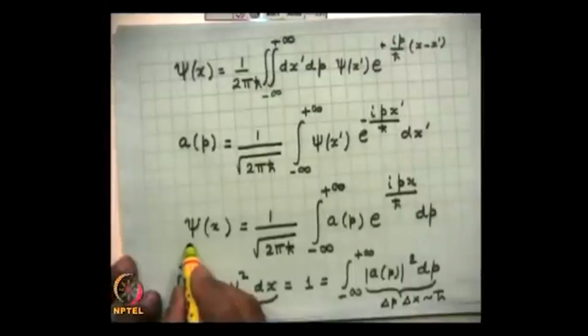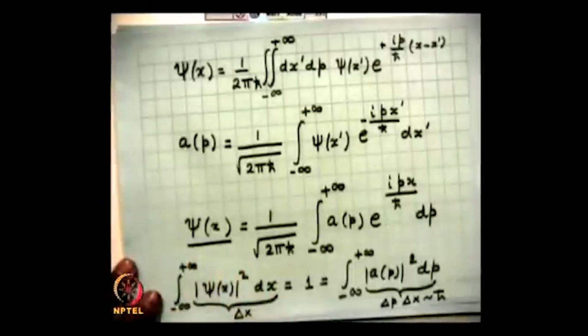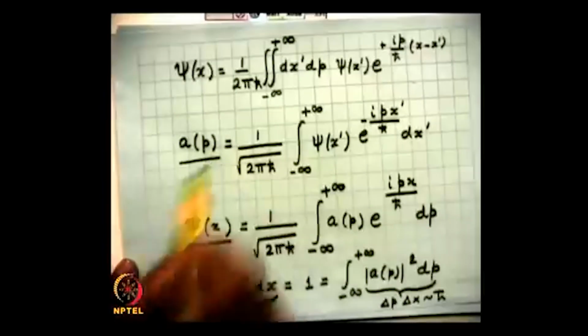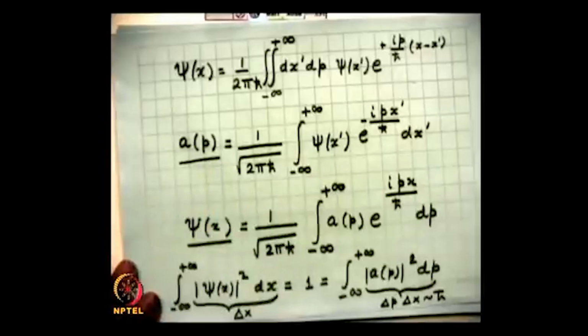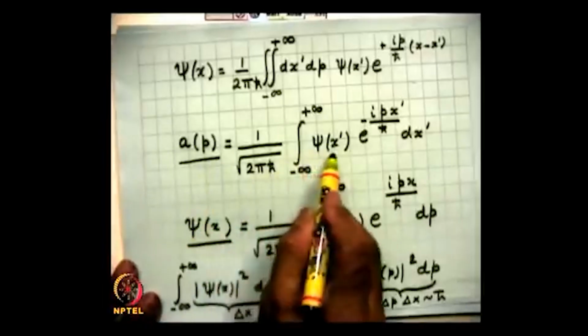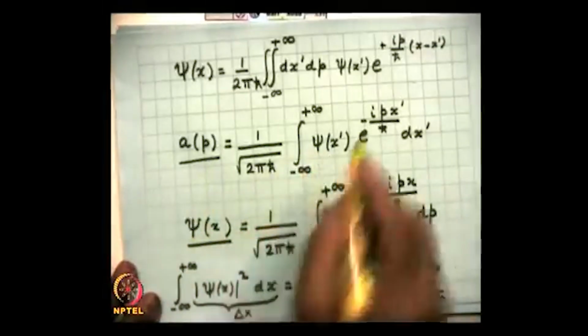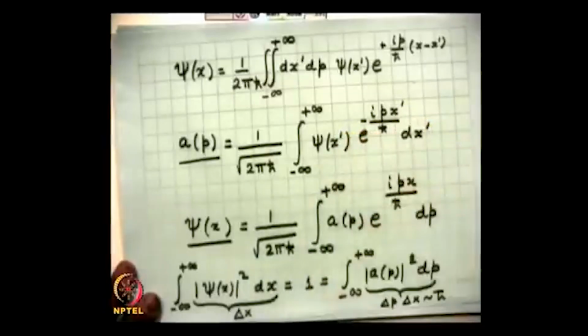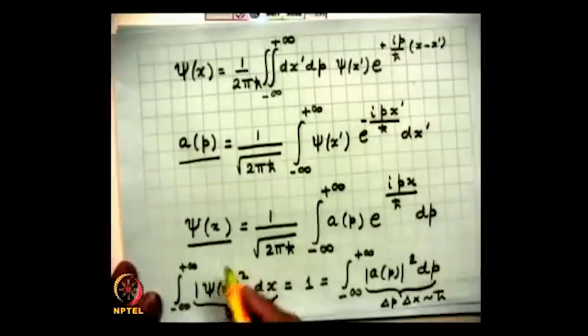So, therefore, we will consider an arbitrary function psi of x. Its Fourier transform in the momentum space we will represent by this equation, and as I mentioned earlier, because this is a definite integral, I can remove the prime from here. And then the inverse Fourier transform is given by this.